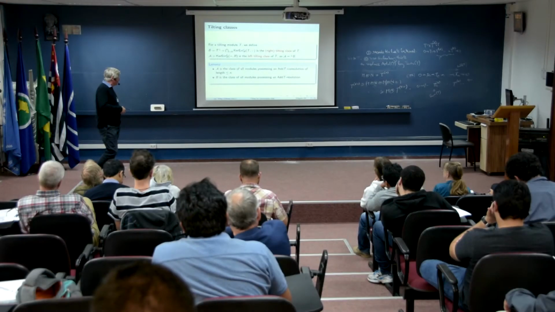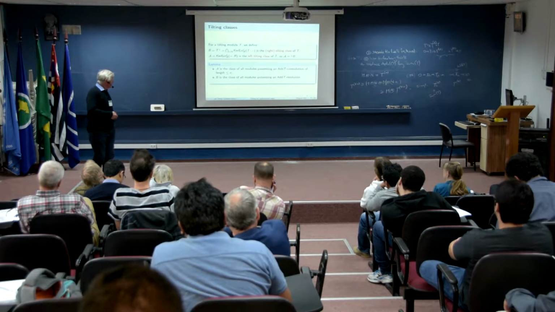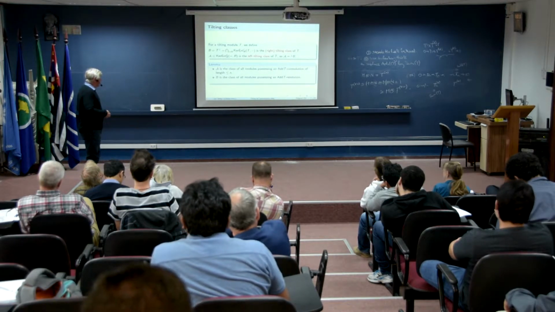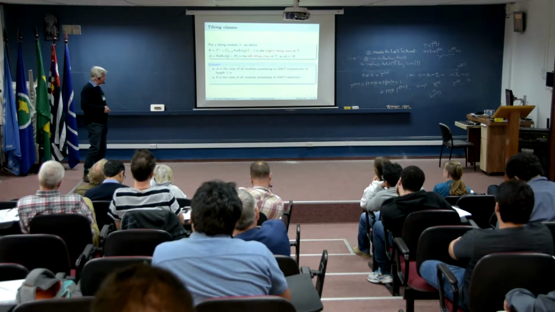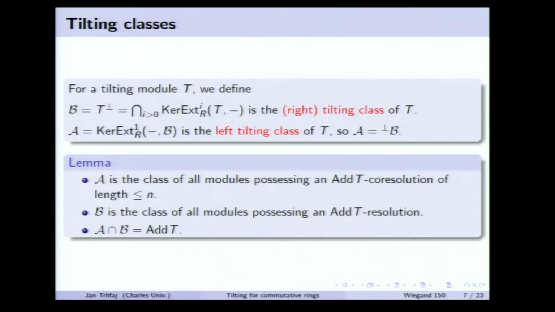And the right tilting class can be characterized as the modules possessing an add T resolution, and that can be infinite, of course. And the important but easy thing, again an easy exercise which you can do, I won't do it here, is that the intersection of these two tilting classes is the important thing, add T. So one inclusion is trivial, and the other is some work.